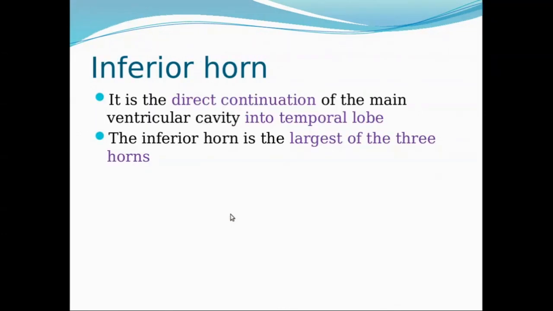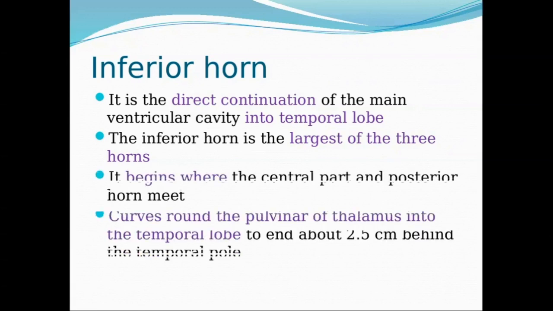Inferior horn, it is the direct continuation of the main ventricular cavity into the temporal lobe. It is the largest of the three horns. It begins where the central part and the posterior horn meet. It curves around the pulvinar of thalamus into the temporal lobe to end about 2.5 cm behind the temporal pole.